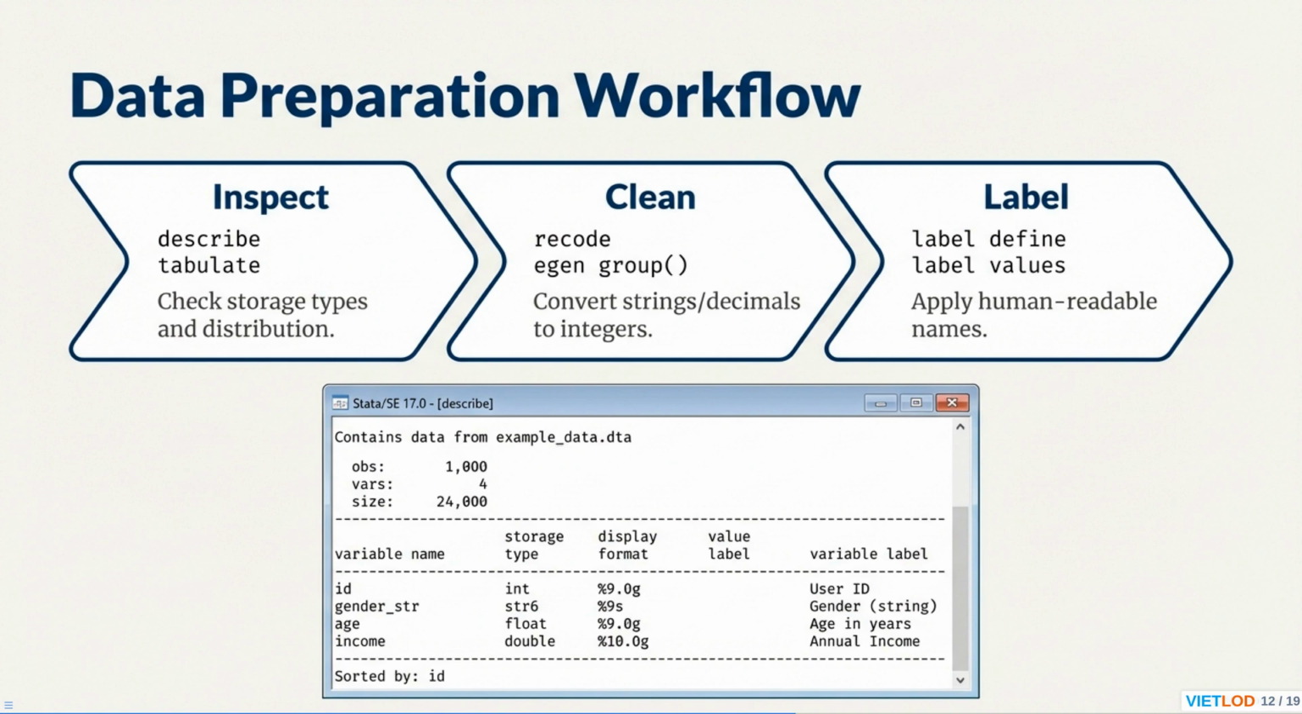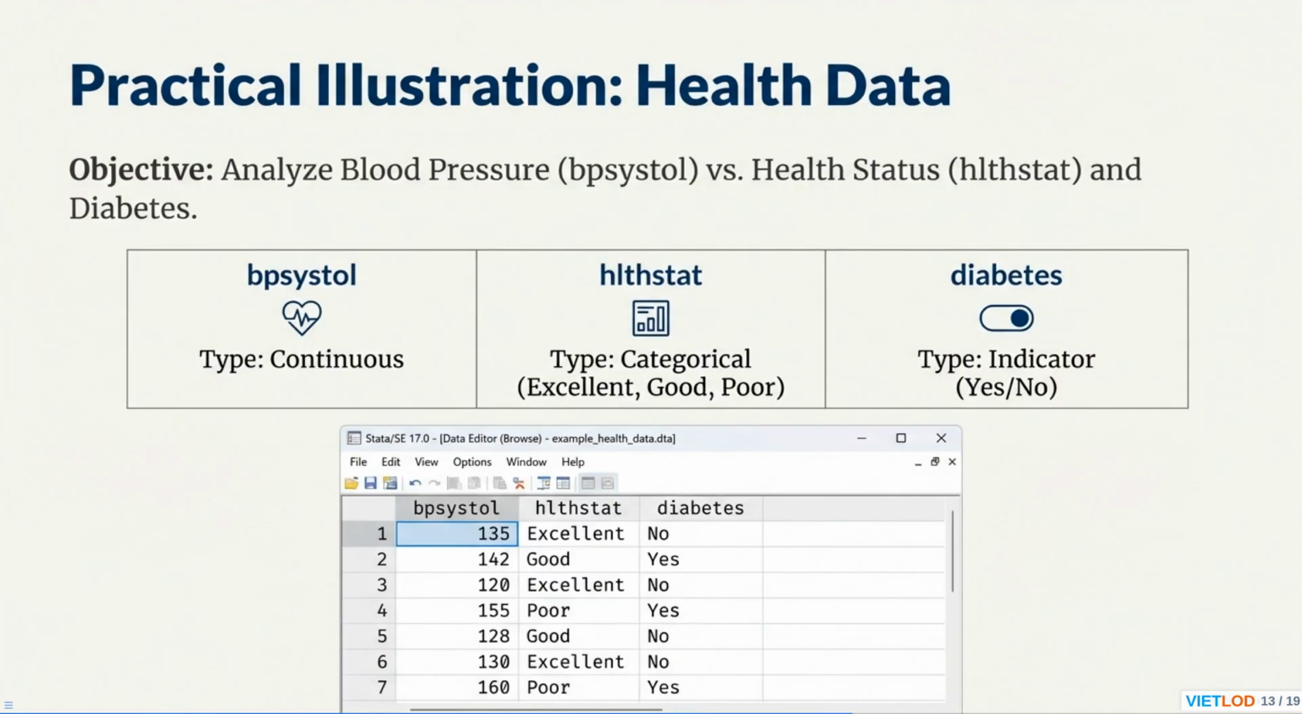Finally, apply human-readable names using label define and label values for better output interpretation. This ensures that instead of seeing a 0 or 1 in your results, you see male or female. For example, if gender is stored as strings, you would use a command like encode to turn them into labeled integers. Let's see this workflow in action with a practical health data illustration.